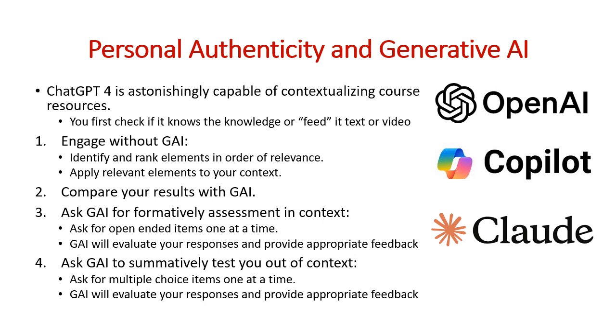So have them first engage in this way without GAI. Have them identify which are the most relevant theories of learning and motivation that we read about this week, and rank them in order of relevance, or at least identify the most and the least relevant, and then apply them to your context. After they do that, you can compare the results with GAI. What's really quite remarkable is how effectively these platforms, especially OpenAI that I work with mostly on ChatGPT, formatively assess learning in that personally authentic context. Then you can say, okay, now test me out of context in general. Let me show you what that looks like.